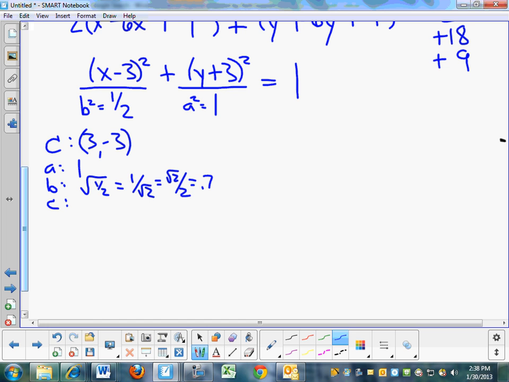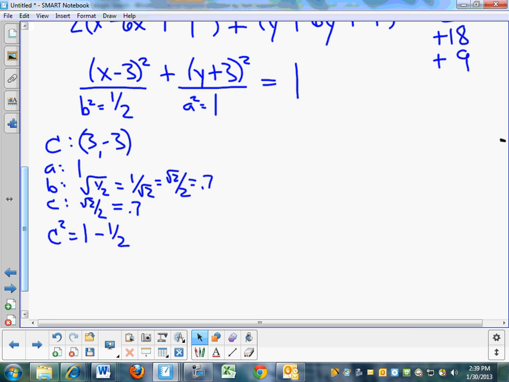How do you figure out C for an ellipse? A squared minus B squared. So C squared equals A squared, 1, minus B squared, 1/2. And what do you get? A half. And you take the square root of that and you'll get square root of 2 over 2, or approximately 0.7. Do we have enough information to start graphing this? We do.